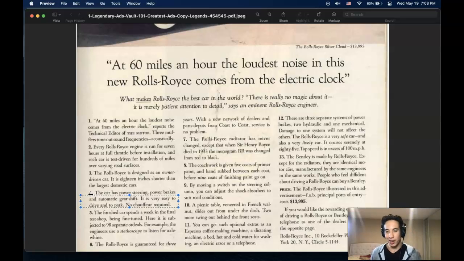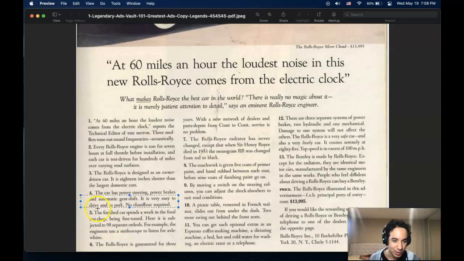Is it complicated? And just notice the way they phrase it. It's like what a 5-year-old would say. It is very easy to drive and to park. No chauffeur required. Okay, maybe the 5-year-old won't know what a chauffeur is, but you see how it's very simple, but it speaks directly to the pain point. So that's a solid line. I actually really like that line, even though it's so basic. Okay, let's keep going, guys.